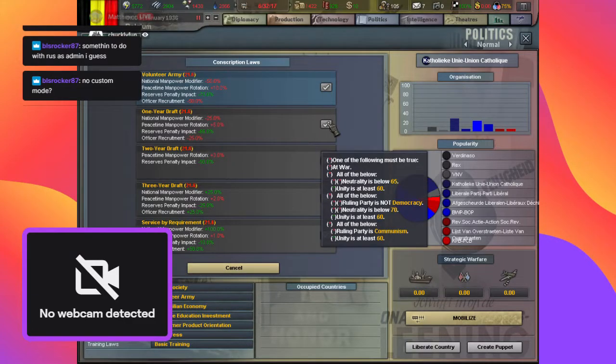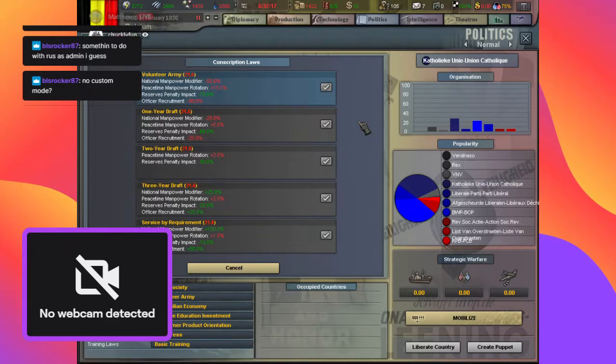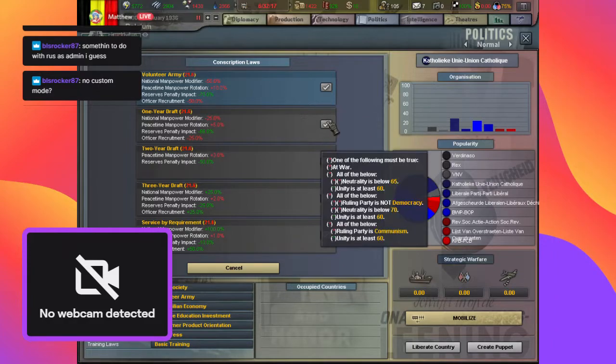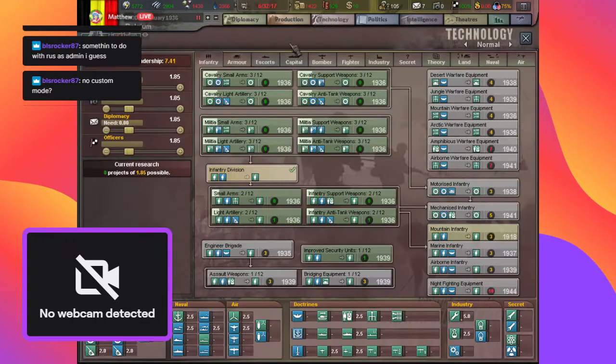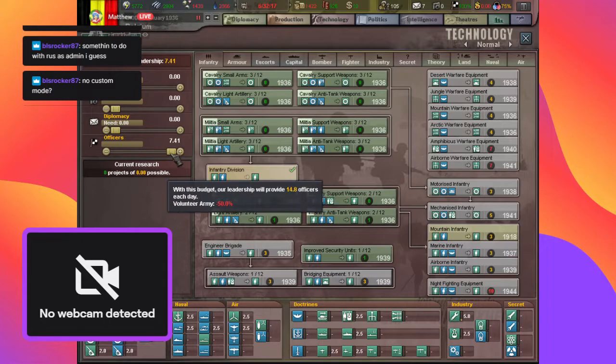Because right now, yeah, this is conscription laws. For example, because my neutrality is so high, I can't even do a one year draft. That would increase the amount of manpower I would get. It would also help with officers, because the higher this is, the more officers I get based on how much leadership. So right now, even if I put everything into leadership for the officers, because I'm at volunteer army, I only get 14.8 per day, which is going to take quite a lot if I wanted to get to 140%.